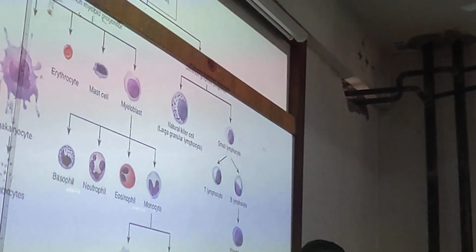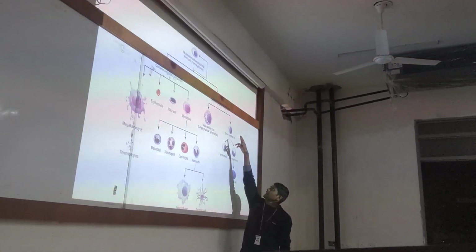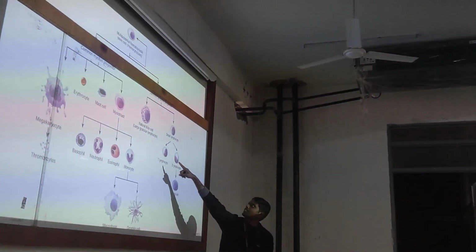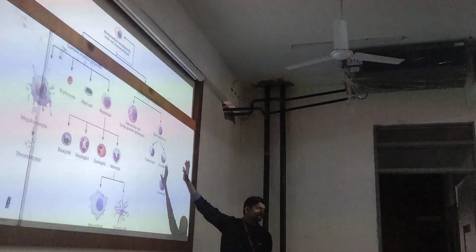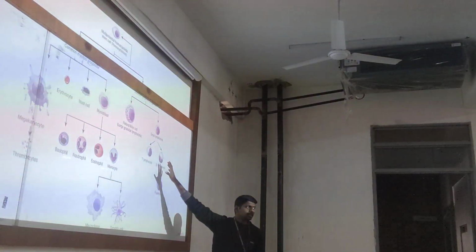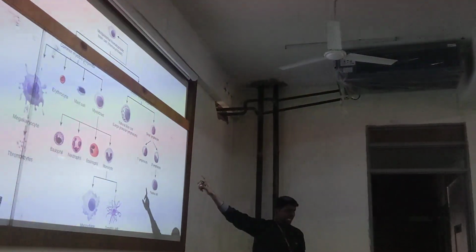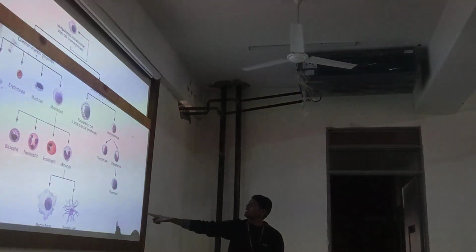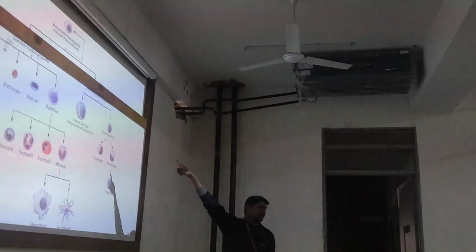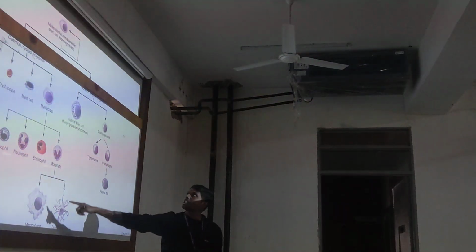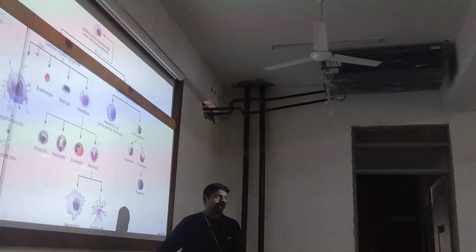Then in granulocytes, we have some types of granulocytes. Then in the lymphoid lineage, we have natural killer cells and lymphocytes. Is it clear? Listen. Any cancer of these cells is called lymphoid leukemia. Any cancer of these cells is called myeloid leukemia.